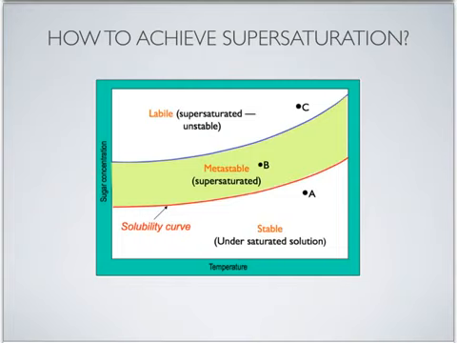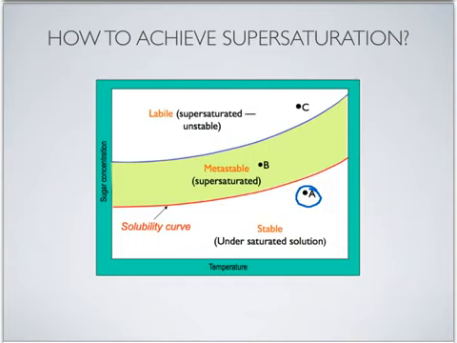So on this slide now we will discuss how to achieve the supersaturation state for a solution. For this purpose, I will use this solubility diagram to show the different paths by which we can achieve the supersaturation. Let's say we want to prepare a sugar solution, and we start, say, at point A here in the diagram. So this is an undersaturated solution.